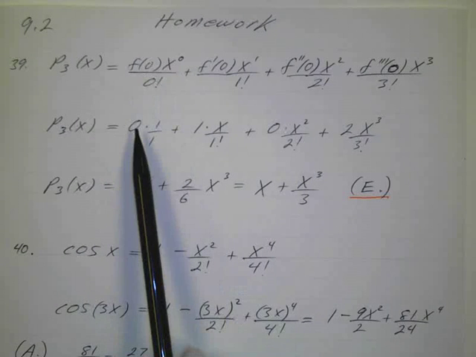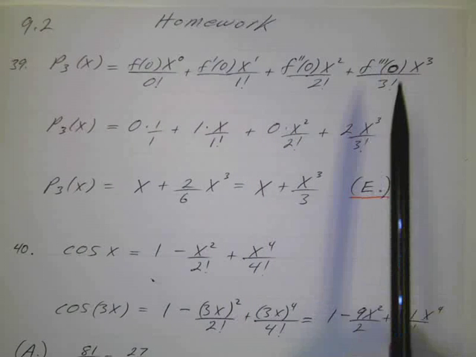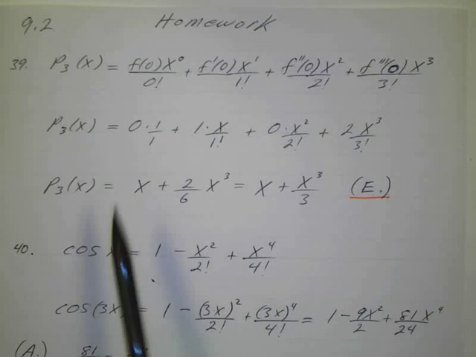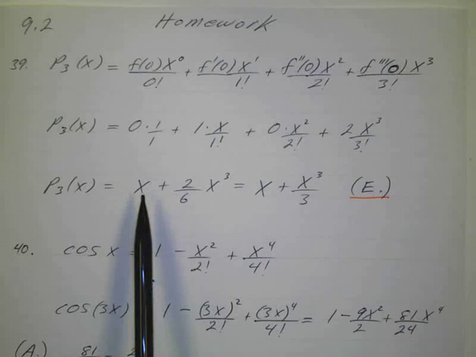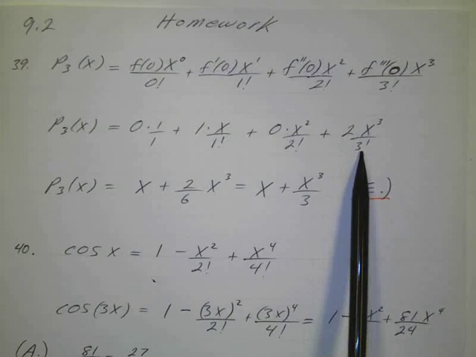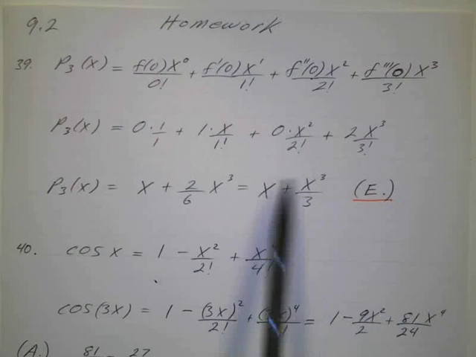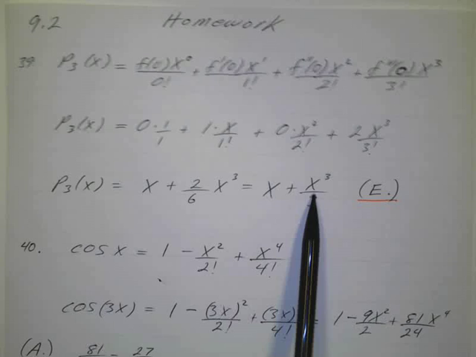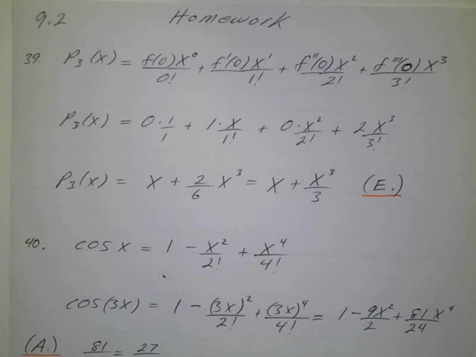And they told you that f of 0 was 0, f prime of 0 was 1, f double prime of 0 was 0, and f triple prime of 0 was 2. So the 0 terms cancel off, and you just have 1 times x over 1 factorial, which is just x, and then 2 over 3 factorial, which is 2 over 6, or 1 over 3, so x to the third over 3. It's basically x plus x cubed over 3, and that was letter E.